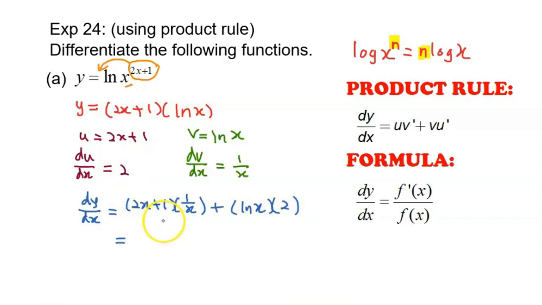Last, we need to simplify our answer. 2x times 1 over x equals 2. 1 times 1 over x equals 1 over x, plus 2 ln x.